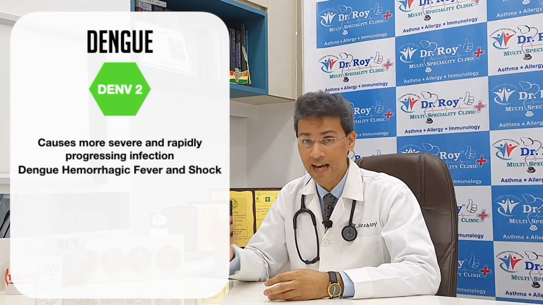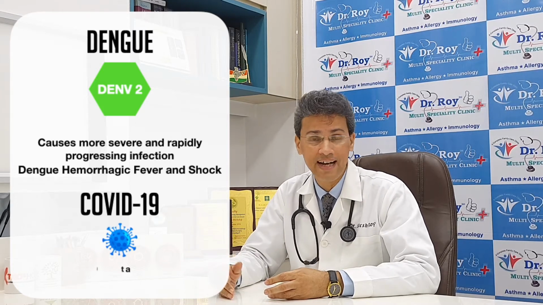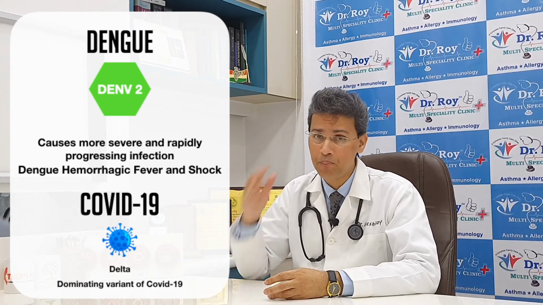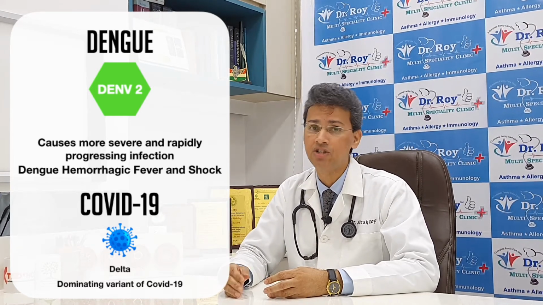Similarly, we know that the Delta variant of COVID-19 has been now sweeping across 185 countries of the world and has become the predominant variant of COVID-19 that is causing infections even in people who've been vaccinated.